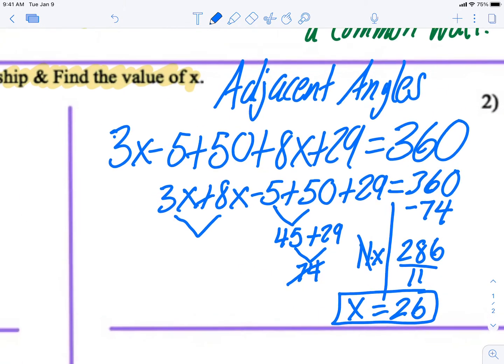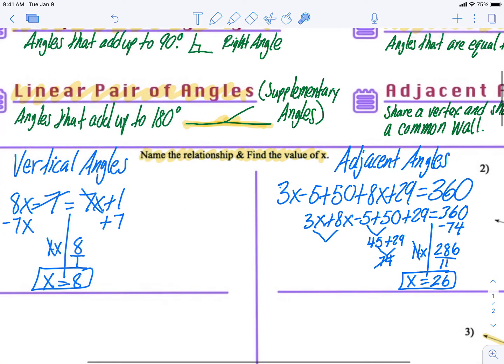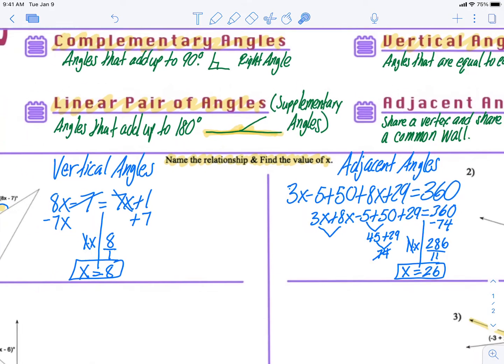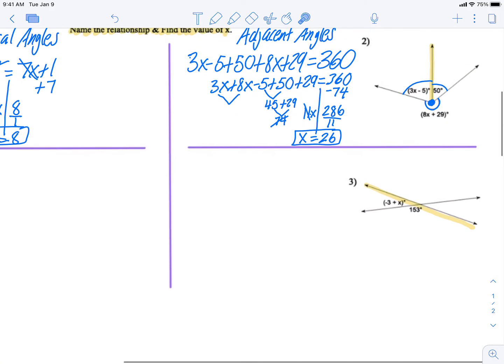And there you go. Look at that. I have named the relationship of the angles, and I have solved for x. Look at that. Okay. Number 3. Let's do number 3 here.